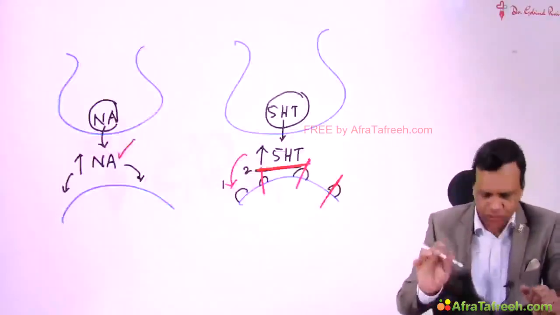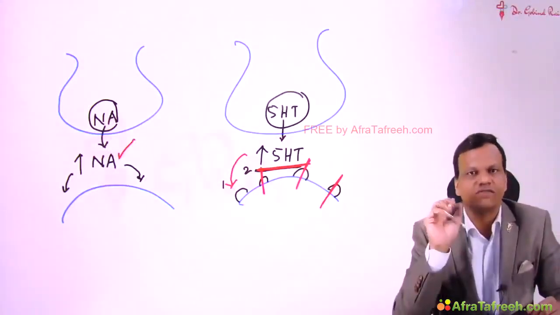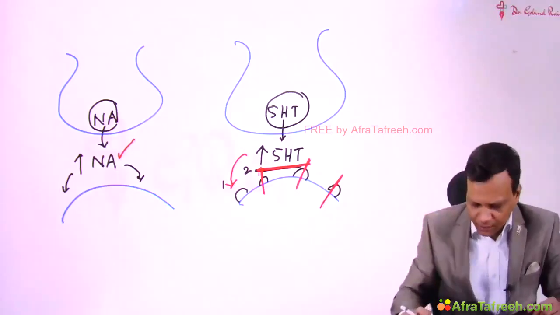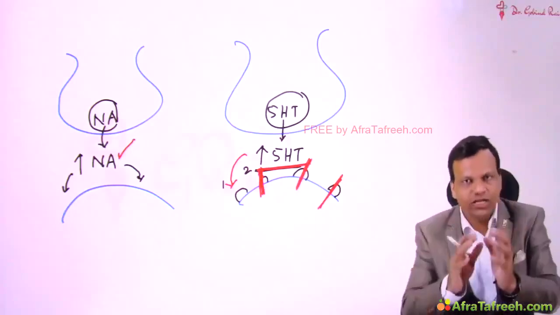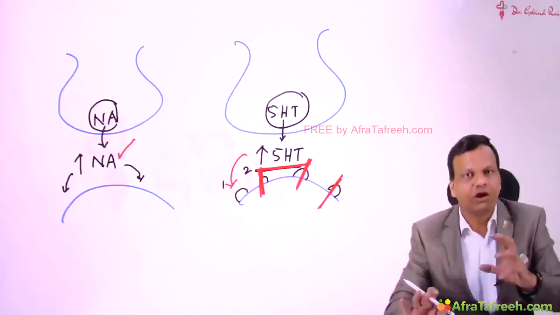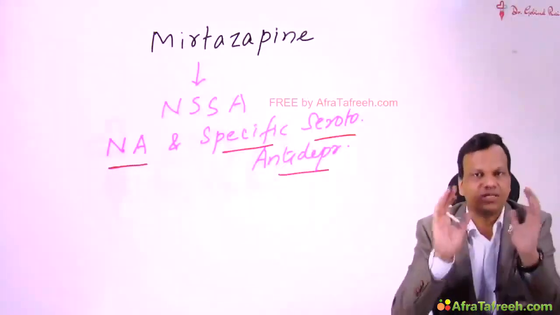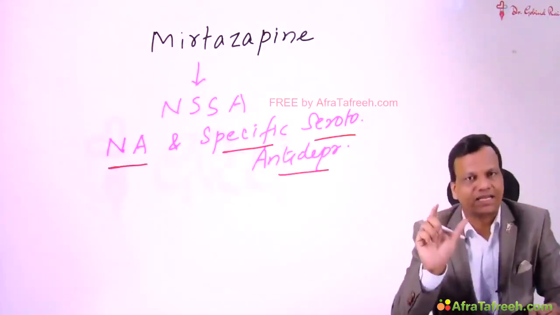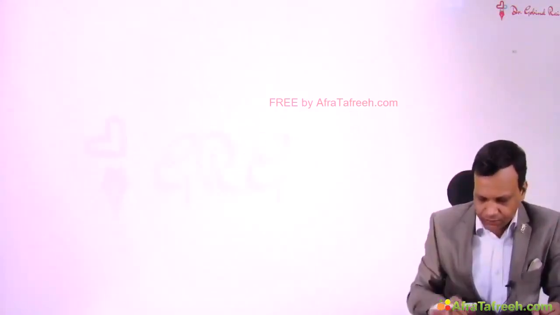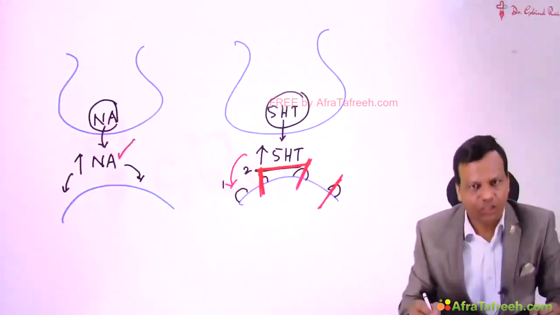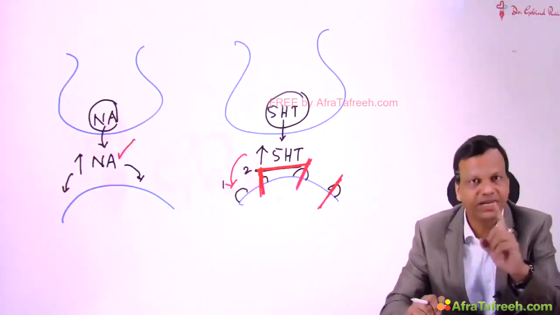Now, what is the advantage of this property? It is assumed that the sexual side effects of SSRIs are mainly because of stimulation of 5-HT2, 3 or 4 receptors. So when serotonin is not working on them, it will not lead to sexual side effects. So mirtazapine has lesser risk of causing sexual side effects as compared to other antidepressant drugs. Clear? Now, second thing, it increases noradrenaline and serotonin, but it does not inhibit their reuptake. Mirtazapine does not inhibit reuptake.